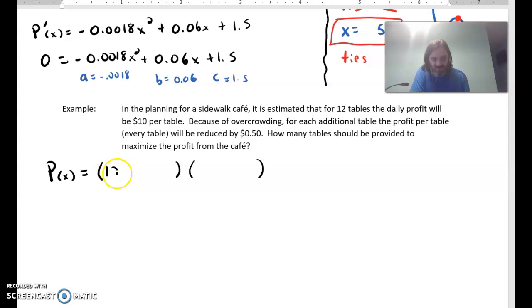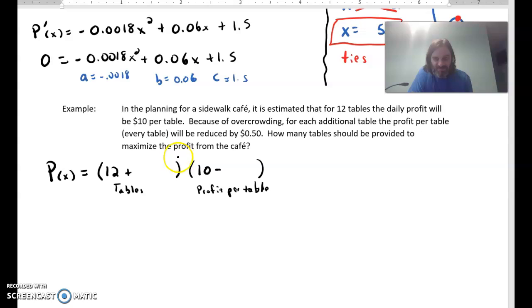we could do 12 tables. And what are we going to do? We're going to add tables to that. So this over here is our tables. And we're going to have $10, but as we add tables, the profit goes down. So that's profit per table. So let's see what happens here.